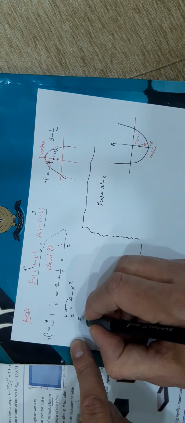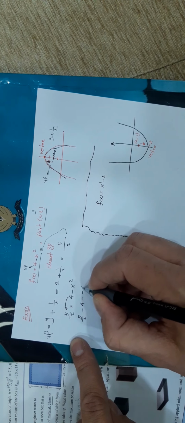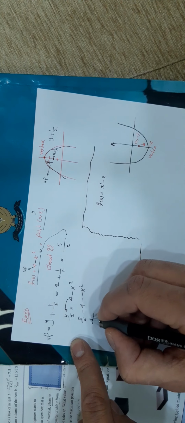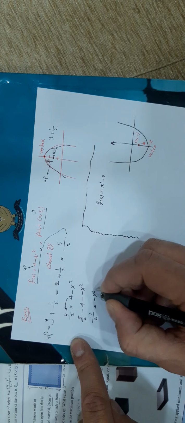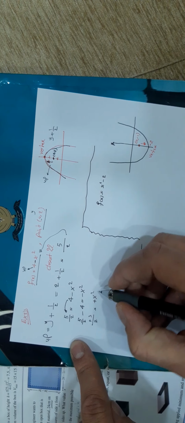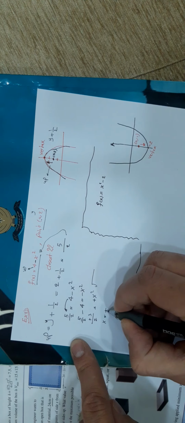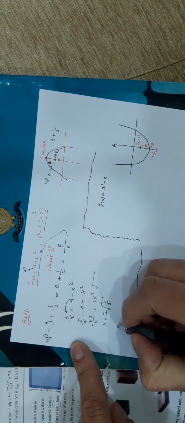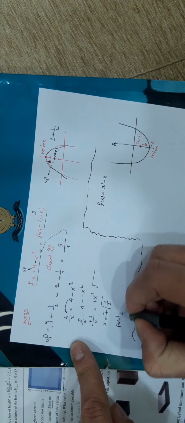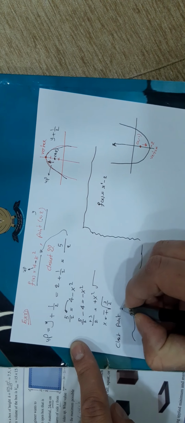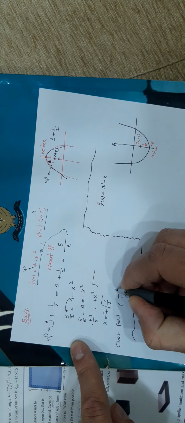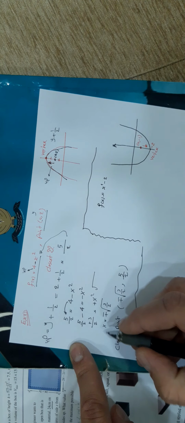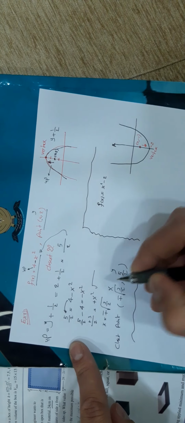Then 5 over 2 minus 4 is equal to negative x square. So 2 times 4 is 8, 5 minus 8 is minus 3, over 2, is equal to negative x square. Negative and negative cancel. By taking the square root of both sides, x equals positive and negative square root of 3 over 2. So the closest points are x equals positive and negative square root of 3 over 2 and y is equal to 5 over 2.